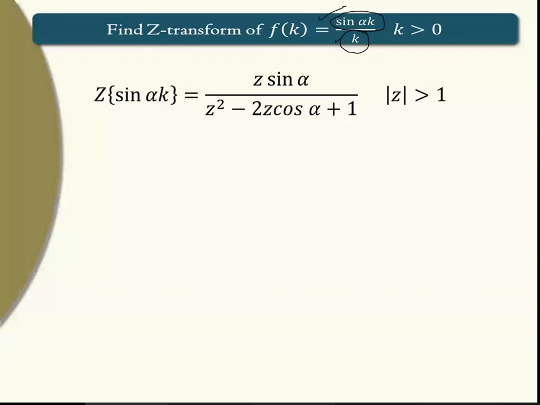Formula is z into sine alpha upon z square minus 2z cos alpha plus 1. Standard formula. We are making use of that. Now, division by k means what?